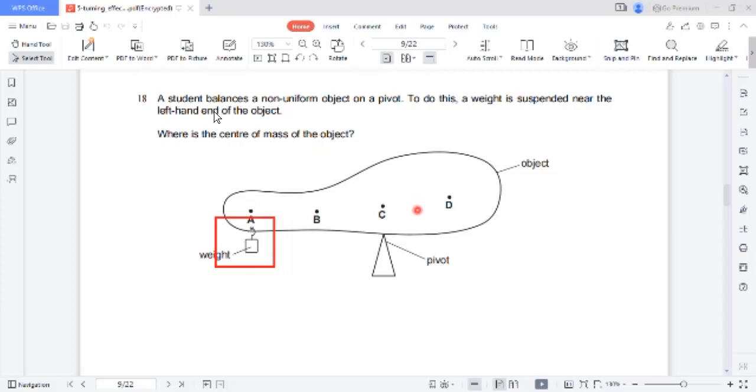Then it looks like there is a kind of clockwise movement in it. That's why the student put some mass here to balance it. It means center of mass is not this point, because it is not the balancing point. Center of mass is a point where the whole object can be balanced. So it means C is not the balancing point.